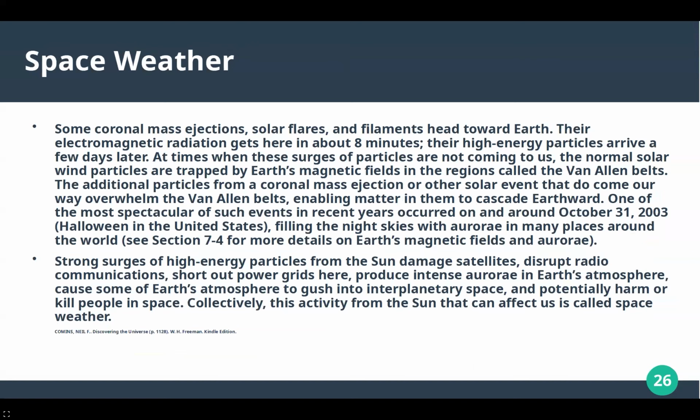Strong surges of high-energy particles from the sun damage satellites, disrupt radio communications, short out power grids here, produce intense aurorae in Earth's atmosphere, cause some of Earth's atmosphere to gush into interplanetary space, and potentially harm or kill people in space. Collectively, the activity from the sun that can affect us is called space weather.